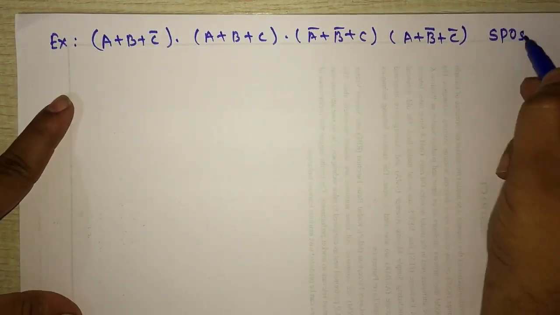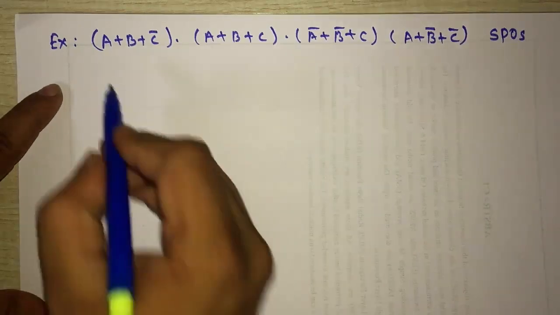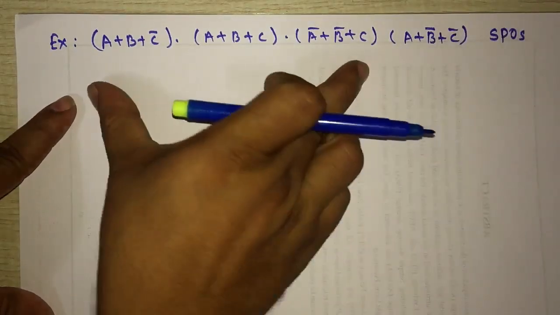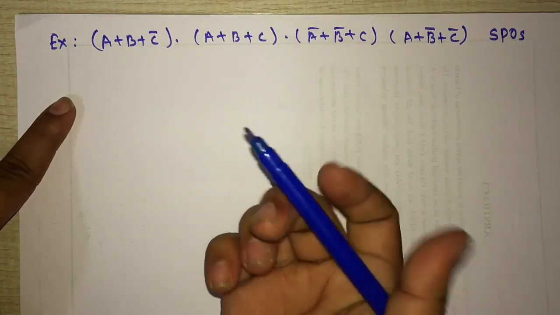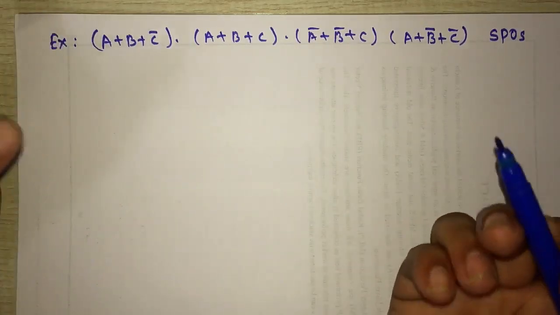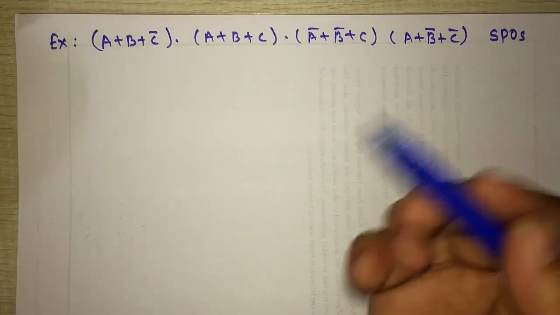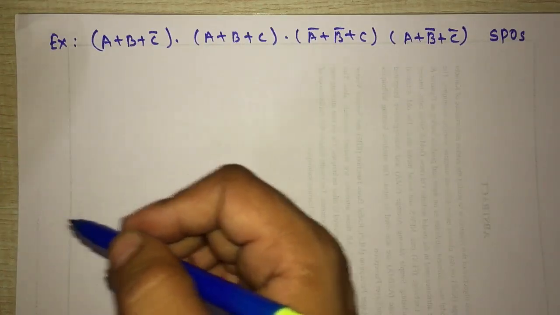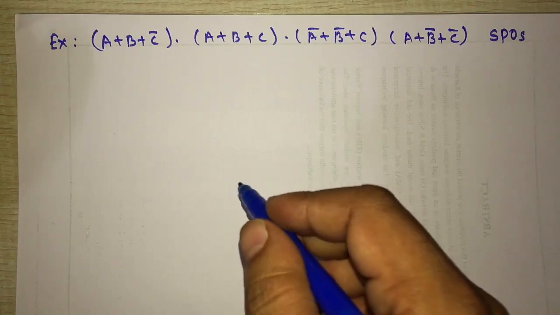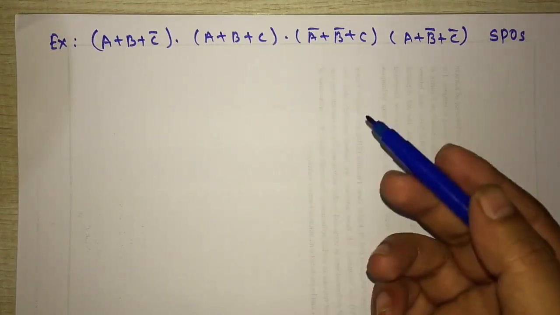Standard POS form. Okay, so whenever you are going to write the equation in max term form, we need the equation in standard POS form. If the equation is provided in non-standard form, you first need to convert it into standard form, by following the procedure that we have already discussed in the previous lecture. Those who have not seen the previous lecture can visit the channel and see it.